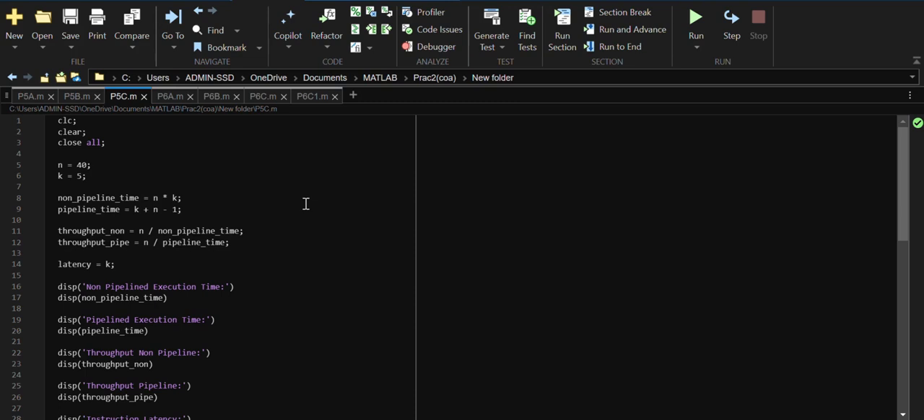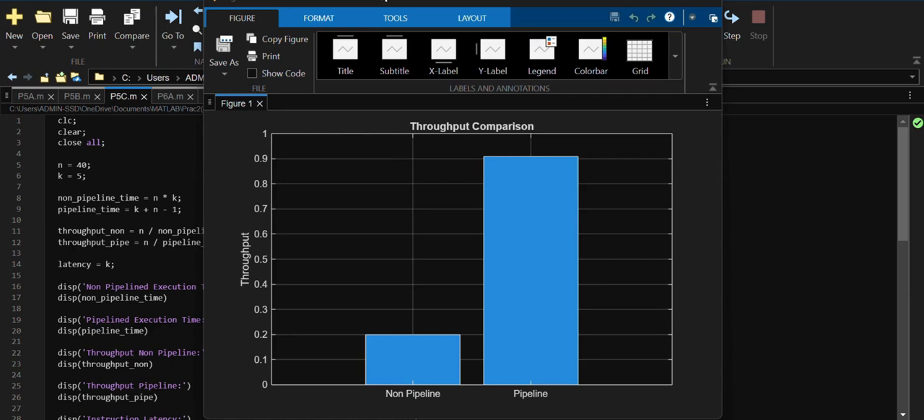Finally, the program displays a result and generates a bar chart comparing the throughput for pipeline and non-pipeline processors. So this is the comparison of throughput between non-pipeline and pipeline. It shows throughput is very high for the pipeline processor.